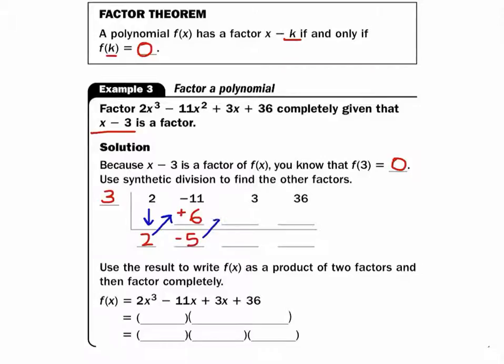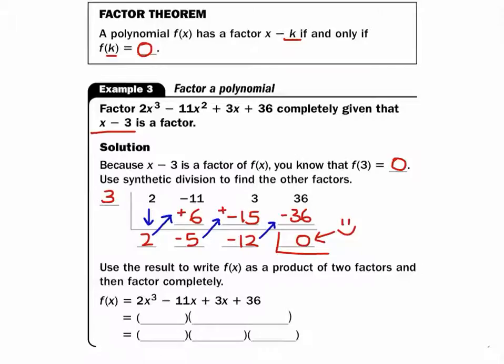To go into the next box, multiplies by 3 to make -15. If you add them together, that makes -12. In the next box, it multiplies by 3 to make -36. Add them together and you get 0. This 0 is a good sign. You need it to be 0 because that means that the factor part actually works.